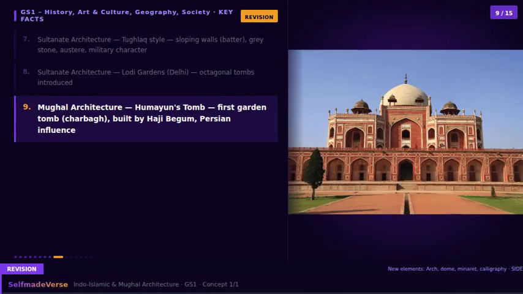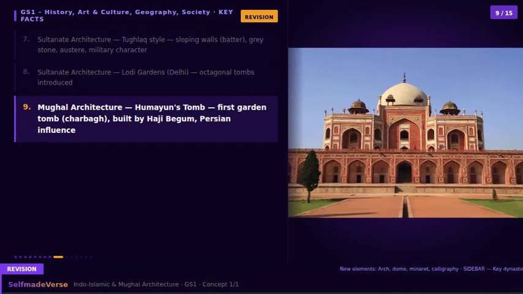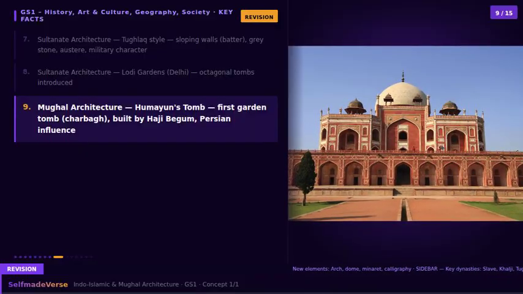Humayun's tomb, built by Haji Begum, was the first garden tomb in India, arranged in a 4-part garden layout called Charbagh. This Persian garden tomb fusion became the template for all Mughal imperial tombs.